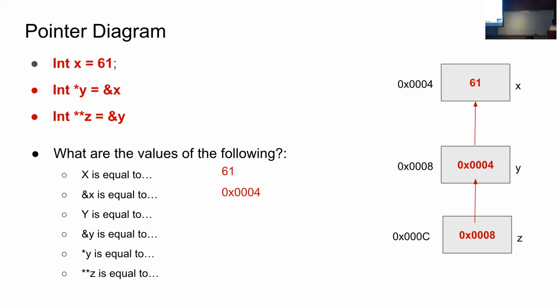Then y is just the value that's at y, right? And and y is the address of y. So 0008. Star y is we're following the pointer in y, right? So it's 61 because y is a pointer 0004 and it leads to 61, right? And then dereferencing z twice will go from the value of z, which is pointer to 8, and then we have the value of y, which is pointer to x. So 61. So hopefully that makes sense.